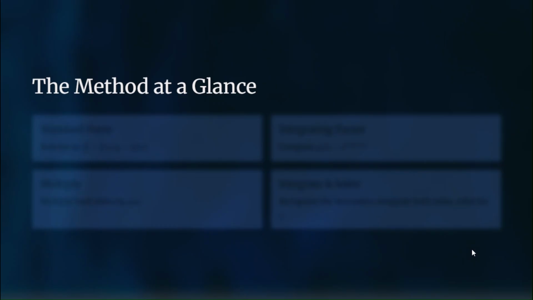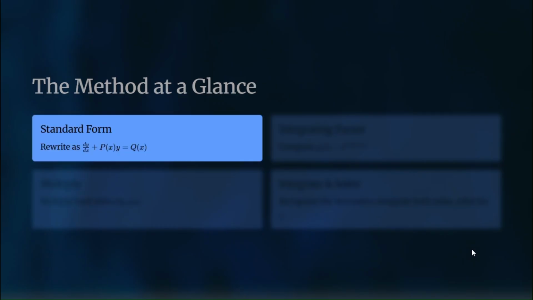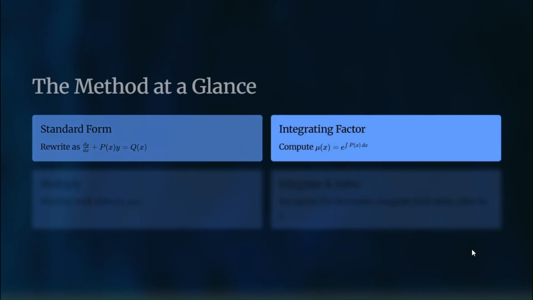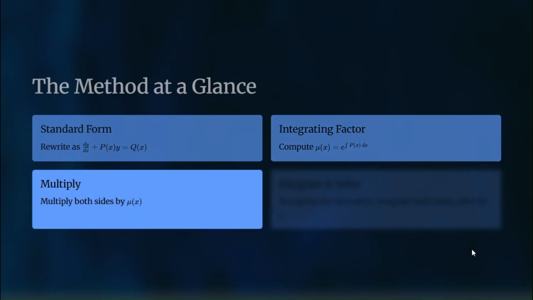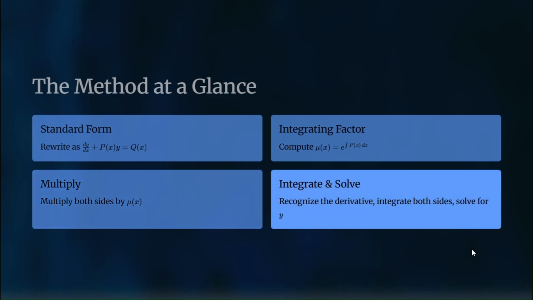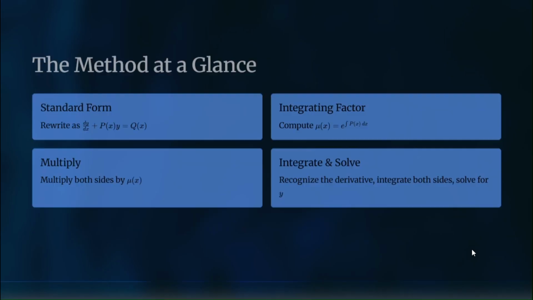Here's the method at a glance. When you have a first-order linear differential equation, you will need to rewrite it in standard form. So that is dy/dx plus p of x times y equals q of x. You'll then be able to identify and compute the integrating factor, which will be e to the power integral of p of x dx. Then you'll multiply both sides by your integrating factor mu of x, and then recognize the derivative, integrate both sides, and solve for y. Let's see how this applies.